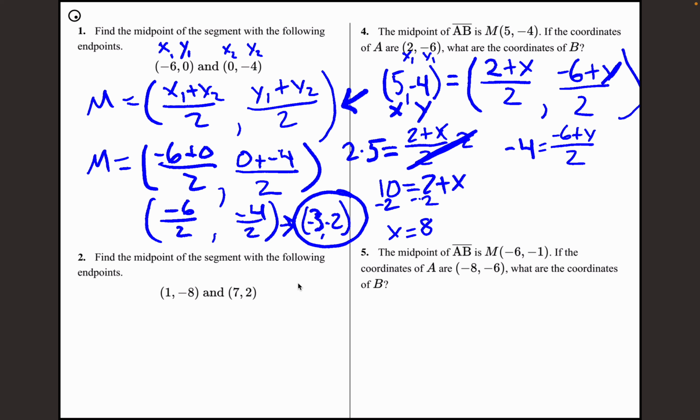What do we got to do to get rid of the 2 on the bottom? Multiply both sides by 2. What's our left number? Negative 8 equals what happens on the right side? The 2's cancel out. So that leaves us with negative 6 plus y. Now what? Add 6. And what do we get for y? Equals what? Okay, so what's our coordinates? 8, negative 2.